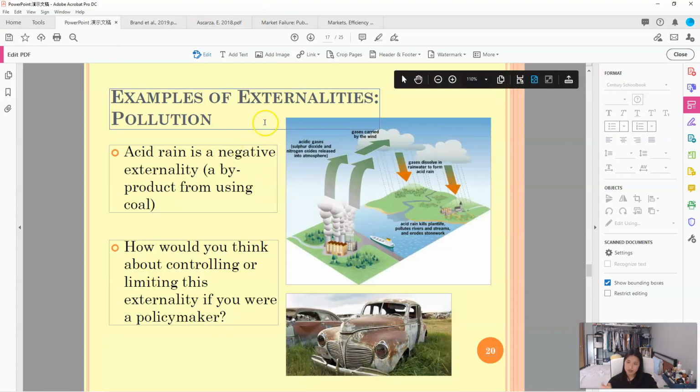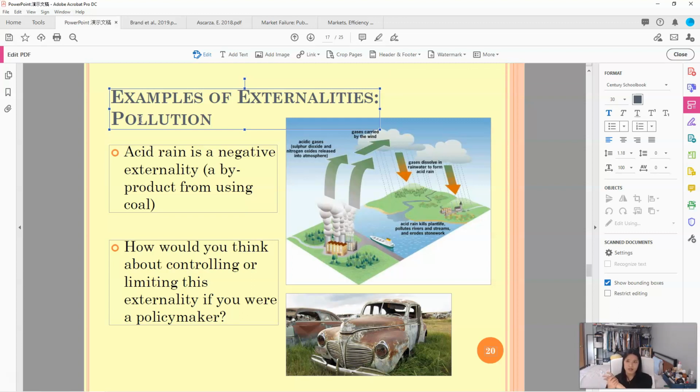And the next example would be pollution. As I said before, pollution is, most of the time, considered a negative externality. So here is a question. As a policymaker, how would you think about the optimal level to control the pollution?